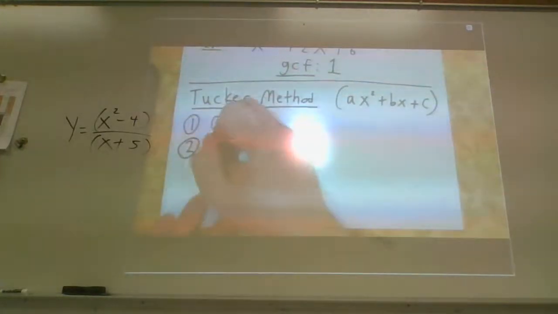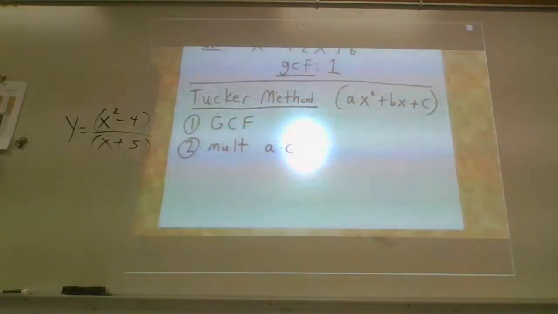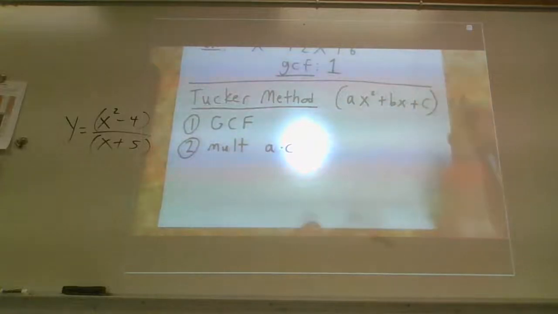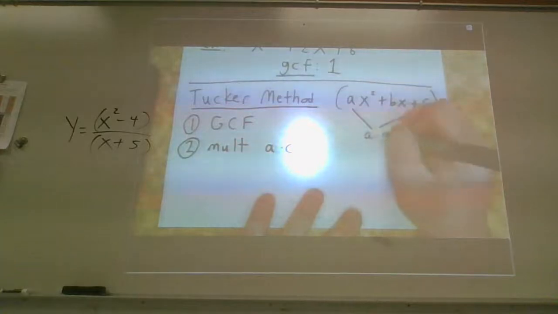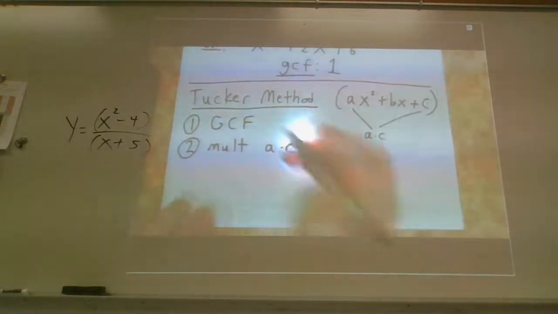Step 2 was to multiply A times C. This might be coming back to some of you. If you multiply A times C, now where are the A and the C coming from? Well, they're coming from right here. A times C are coming directly from that quadratic in that form. And when you multiply them together, you just get a result, some kind of a number. And now you're ready for step 3, because step 2 is literally just multiply them.